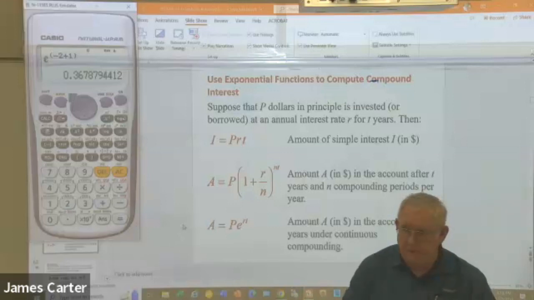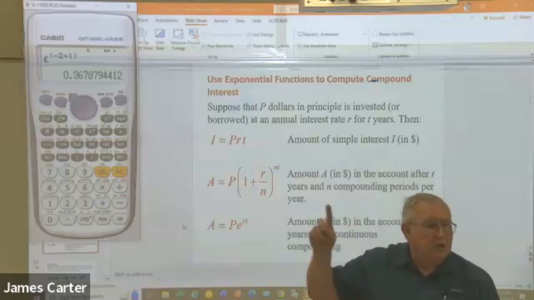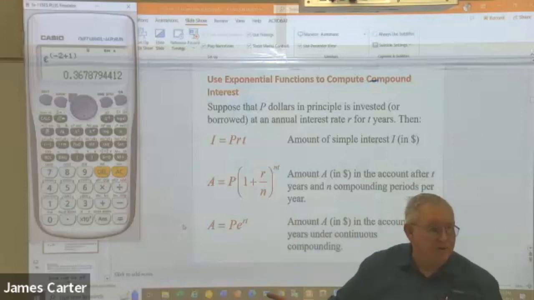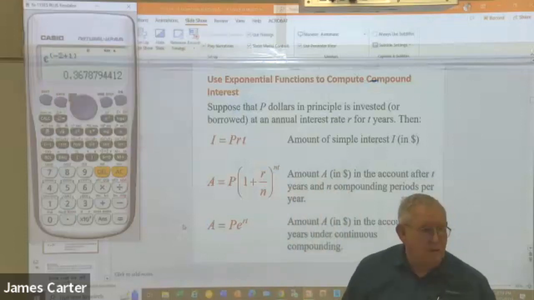Now, if it said continuously, what if they said yearly? Then you have to use the middle one, because you could have multiple years, and you would accrue interest on those years and so on.